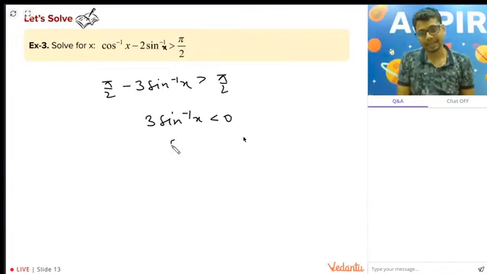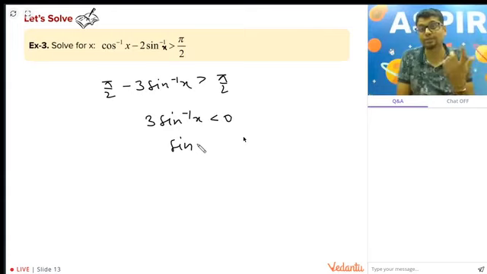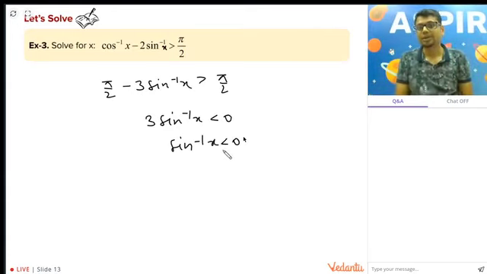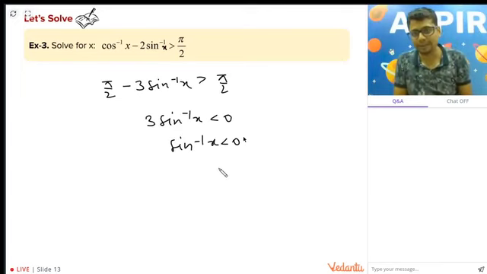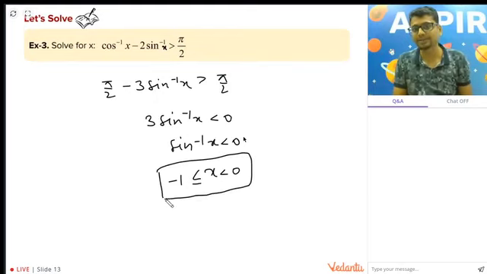Divide by 3 on both sides, it's positive, so the sign doesn't reverse. It remains the same. So sine inverse x less than 0. Now for sine inverse x to be less than 0, x should be less than 0, and of course greater than or equal to minus 1. So this should be my answer, right?